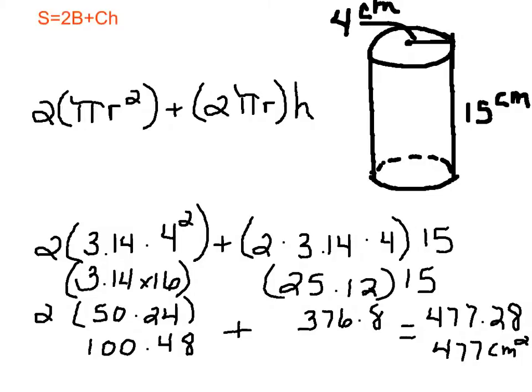Okay, let's go back and check our work. We did 2 times pi times the radius squared. So we go over and make sure that is what we took. We took the 4 for the radius squared. We added the circumference. So that's 2 times pi times the radius. We multiplied that by the height, 15. We did the math. We came out with 100.48 plus 376.8. Added that together. We rounded it to a whole number and expressed it in our units squared.